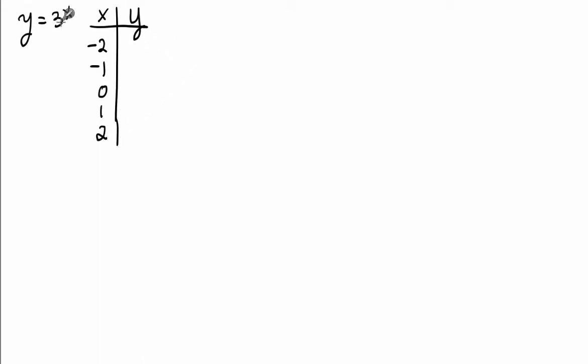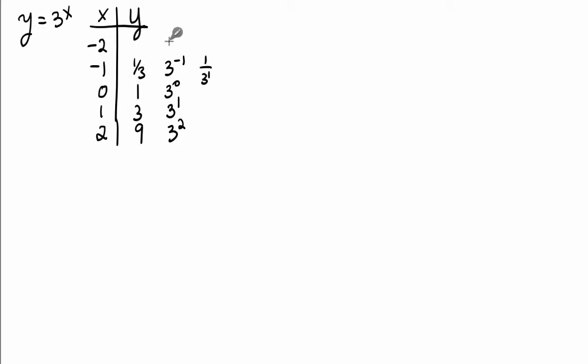And then this function, 3 raised to the x, let's skip down to the last value of x, 3 to the 2. That'll be pretty easy to figure out, 9, and work our way backwards up the table. 3 to the first is 3, 3 to the 0 is 1. Now it gets a little bit harder. 3 raised to the -1 is 1 over 3 to the first, or 1/3.